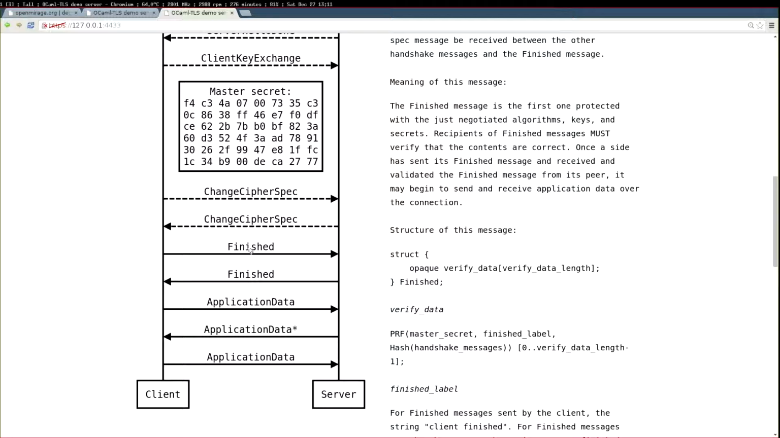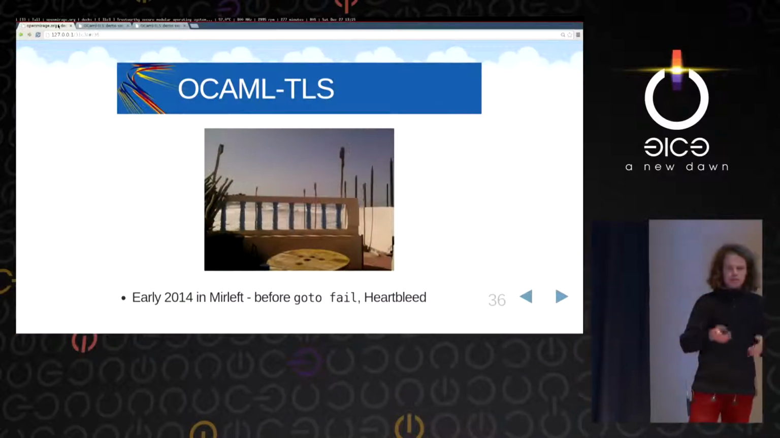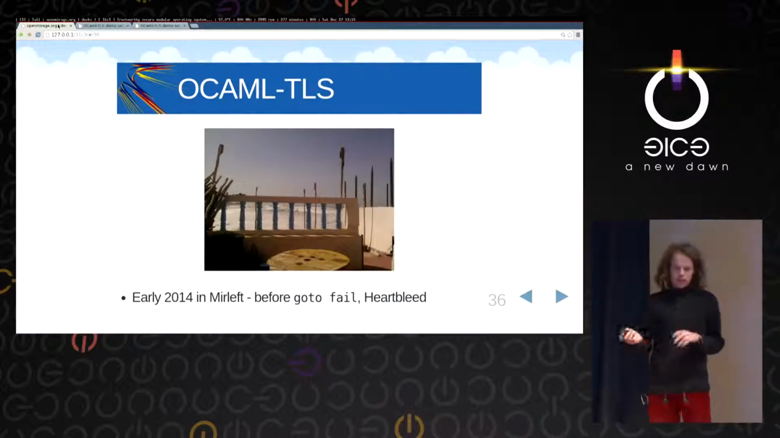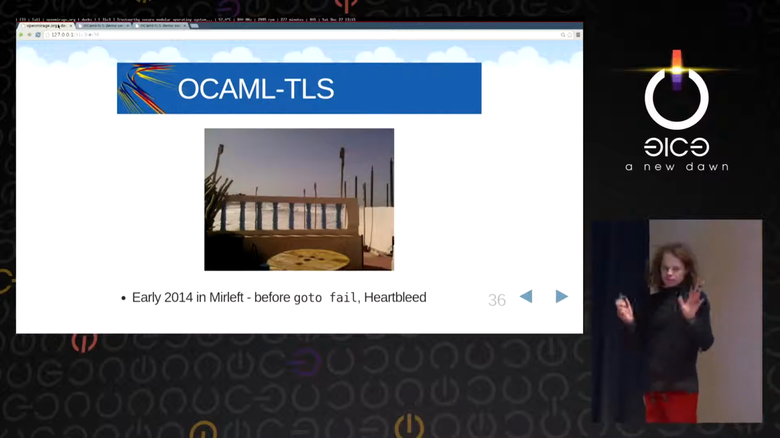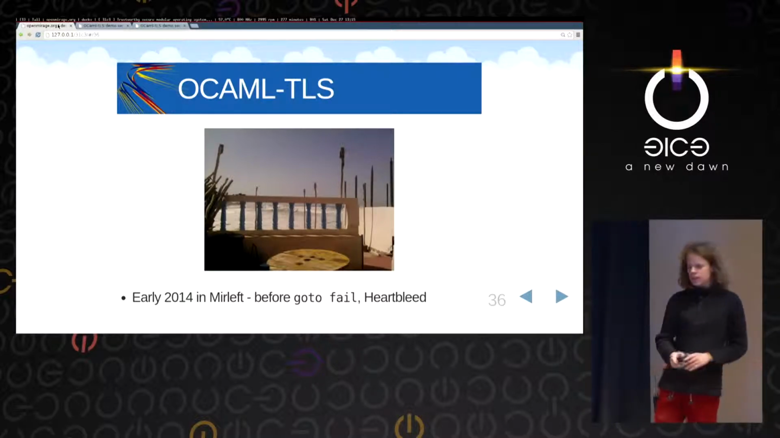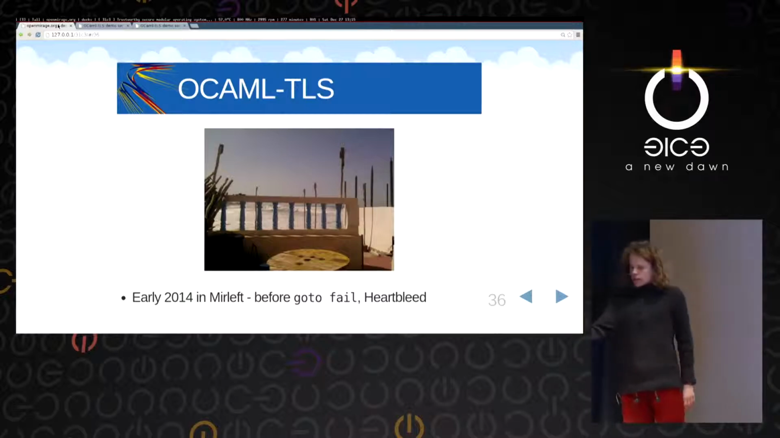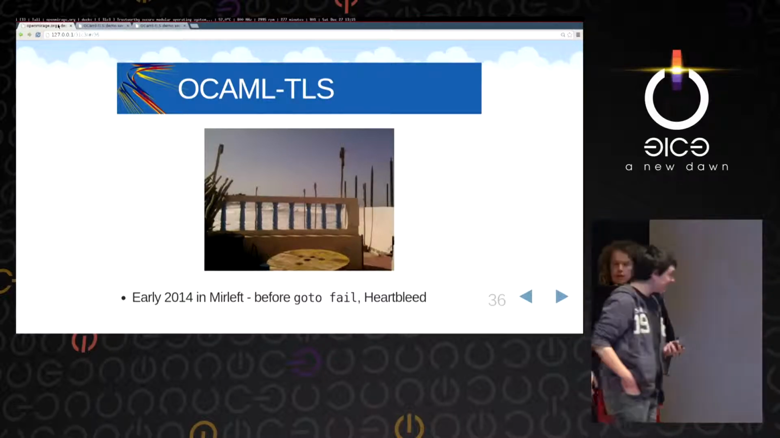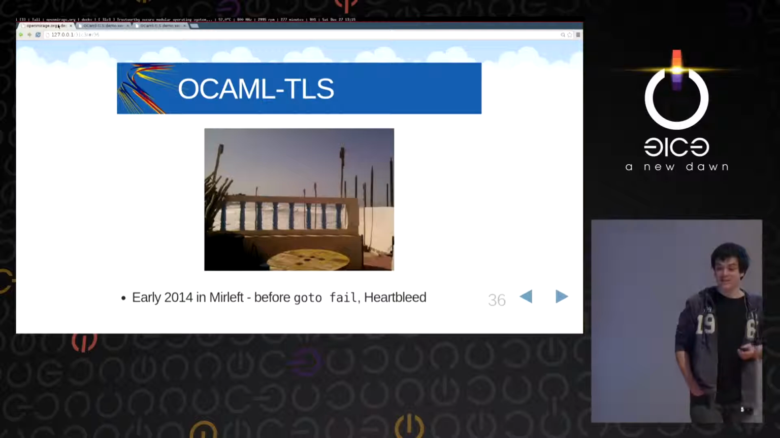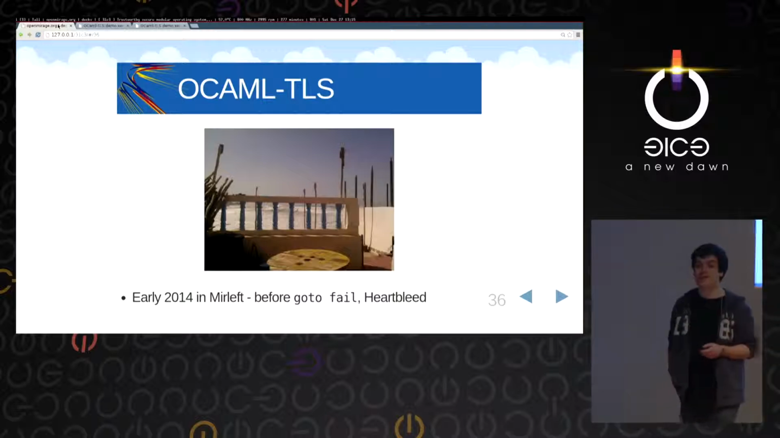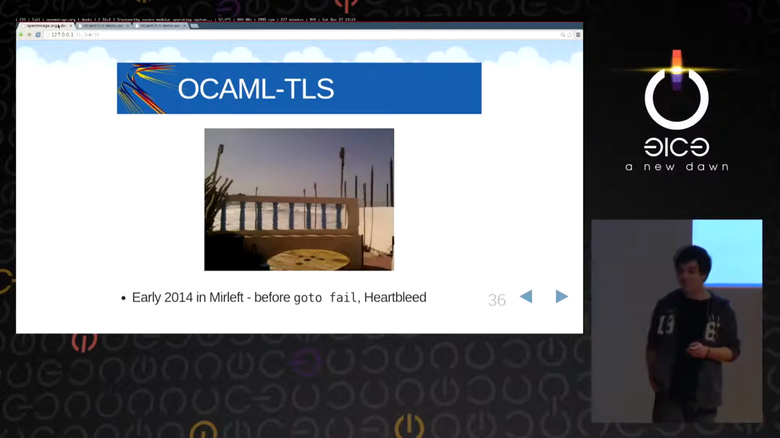And the first finished is, it also contains go to fail and Heartbleed and change cipher spec vulnerability in OpenSSL. And various others. I mean, GNU TLS also had some problems. And let's talk a bit about OCaml TLS. So I guess you know a TLS hipster when he says, I was into it before Heartbleed.